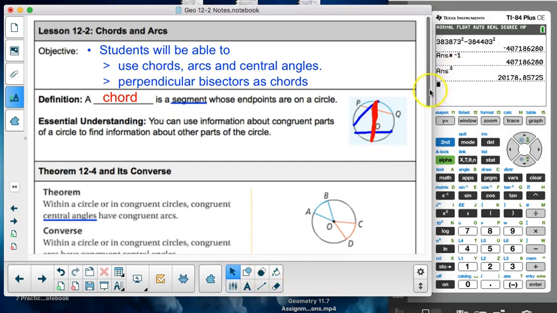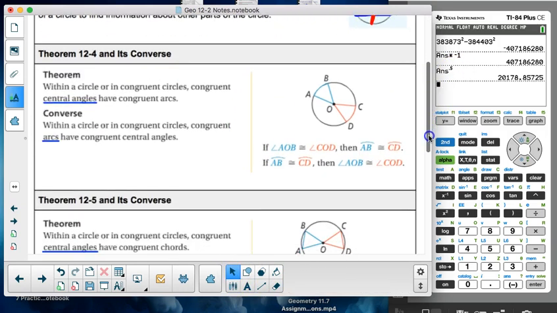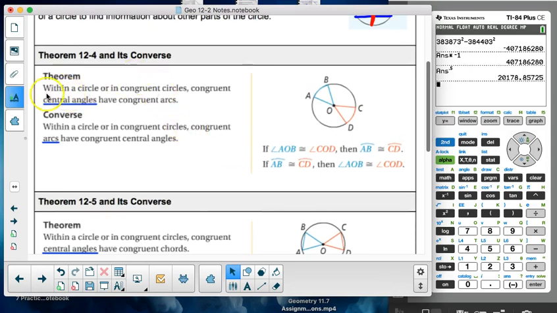Now, going on in our notes, theorem 12-4 and its converse. The theorem originally is, within a circle or in congruent circles, congruent central angles have congruent arcs. So if I have angle AOB congruent to angle DOC, then the arcs they intercept are therefore congruent.